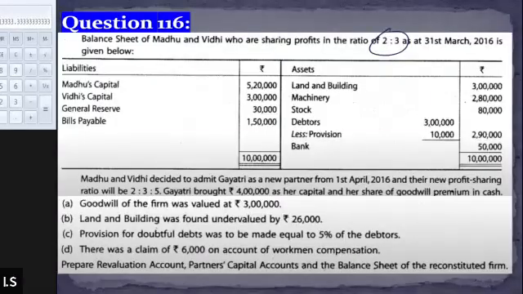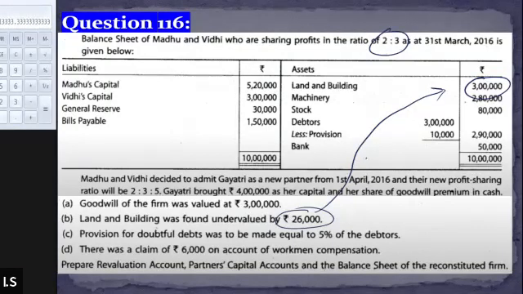Okay, now we will pass the entry for the remaining items. Moving on to adjustment number 2, it says that land and building was found undervalued by 26,000. What does this mean? This means that the value of the land and building in the asset is how much? It is 3 lakh, and it is undervalued. Basically it means the value of the land and building actually stands at 3,26,000, but in the balance sheet it is being shown at 3 lakh.